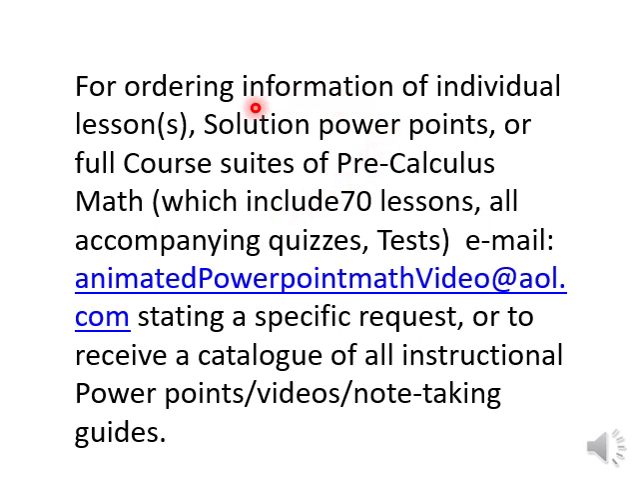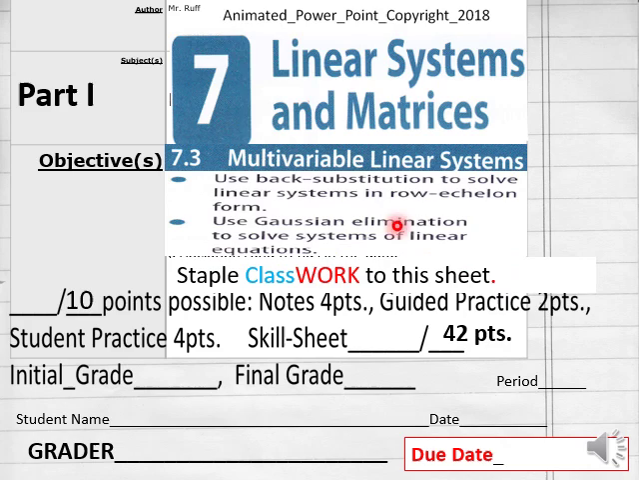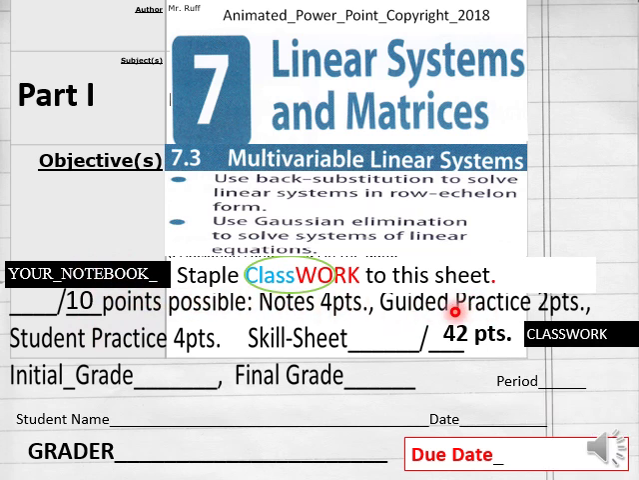Hello everybody, we're getting ready to do lesson 7.3 part 1 of pre-calculus math classwork today. In today's lesson, 10 points will go on your notebook sheet and 42 points will go on your classwork sheet.